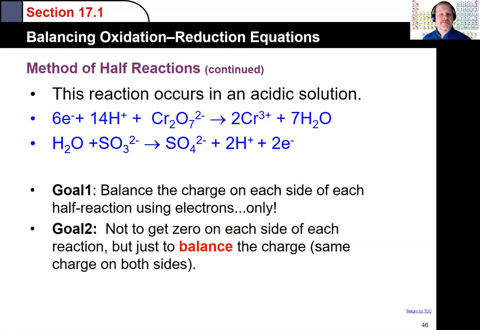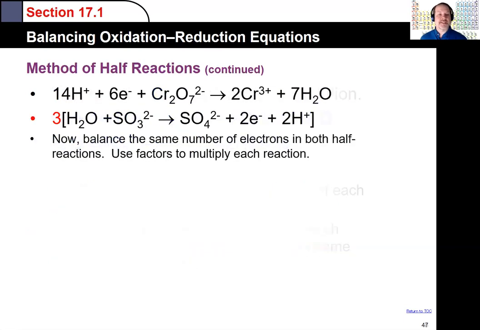All right, now that I have both half reactions balanced in both elements and charge, I need to get the same number of electrons to be transferred in both of those. So I'm going to multiply the oxidation step by 3, so that gives me 6 electrons transferred on both sides. So I'm just going to multiply by 3 and then add both of them together.